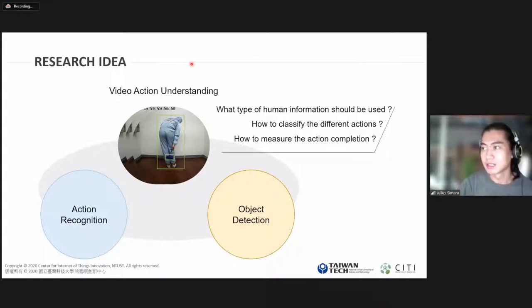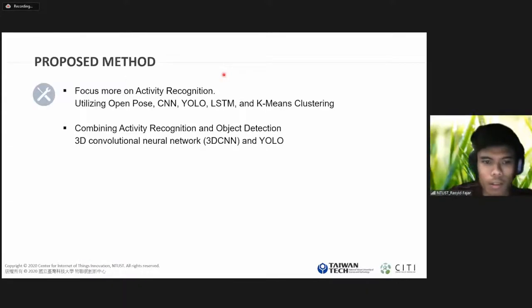And for the next one, the proposed method, my friend Rashid will explain what the proposed method of this approach is. In our current research, we proposed two methods. The first one is to focus more on activity recognition, utilizing OpenPose, CNN, YOLO, LSTM, and K-means clustering. And the second method is combining activity recognition and object detection. And this method is using 3D CNN, or convolutional neural network, and YOLO.